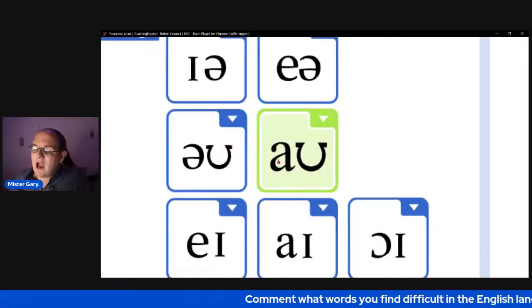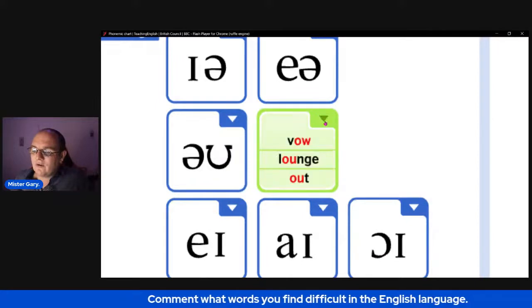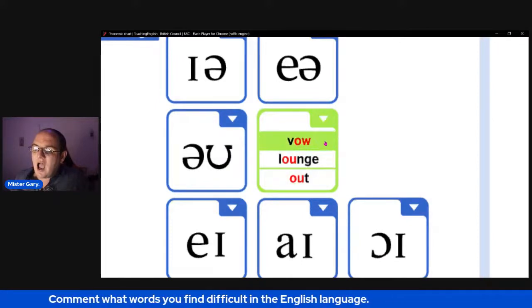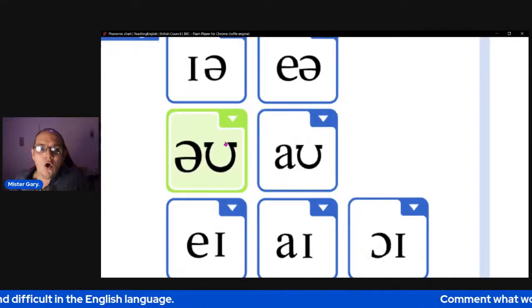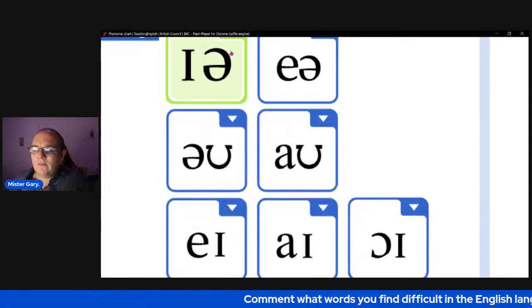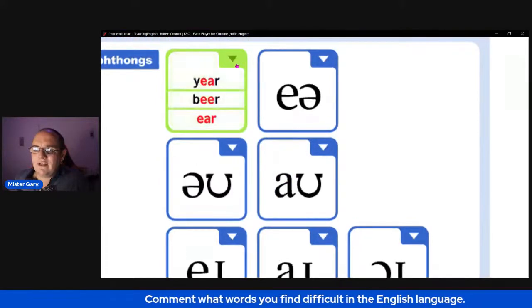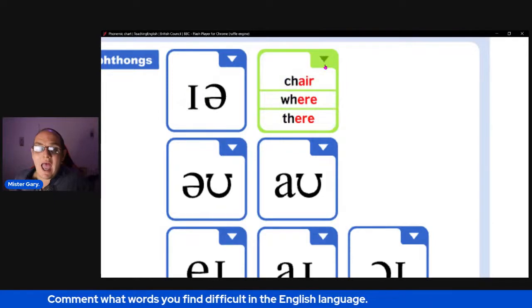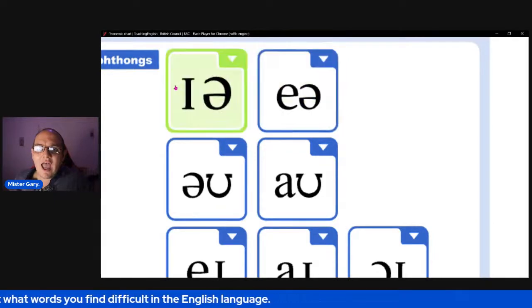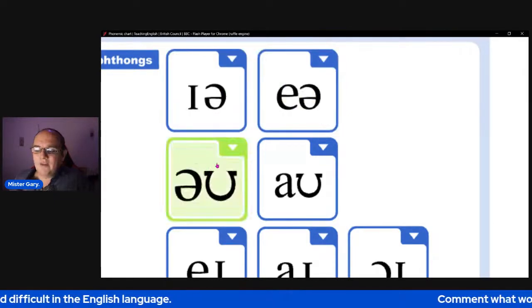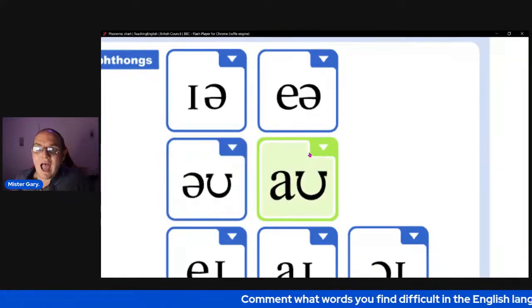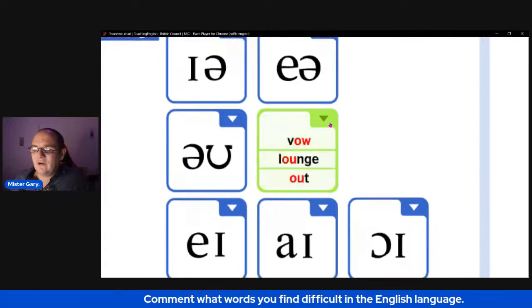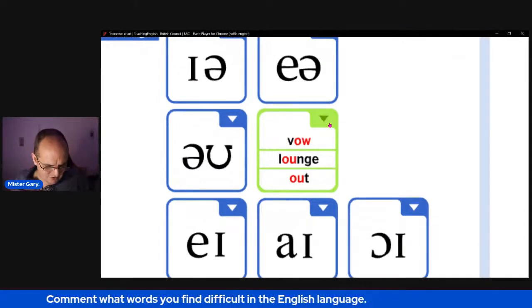Then we have the ow sound, okay? So it's like ow, ow, ow. This one above is ear, air, ear, air. Oh, ow. So let's look at some example words of ow.